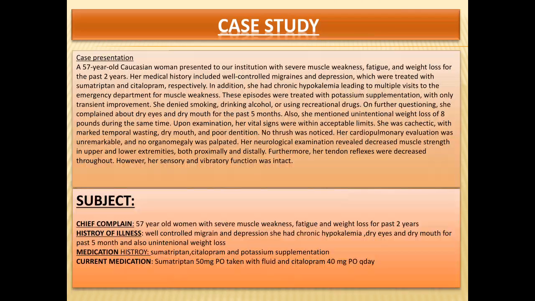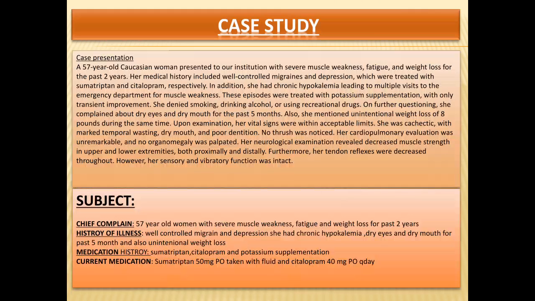She denied smoking, drinking alcohol, or using recreational drugs. On further questioning, she complained about dry eyes and dry mouth for the past 5 months. Also, she mentioned unintentional weight loss of 8 pounds during the same time. Upon examination, her vital signs were within acceptable limits. She was cachectic with marked temporal wasting, dry mouth, and poor dentition. No thrush was noticed. Her cardiopulmonary evaluation was unremarkable and no organomegaly was palpated.